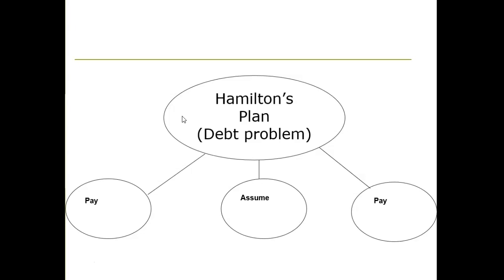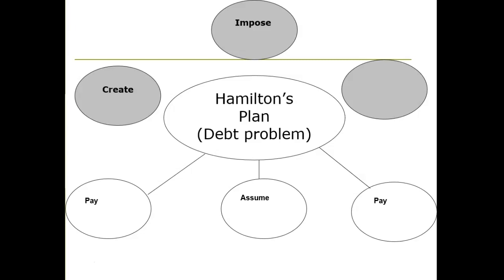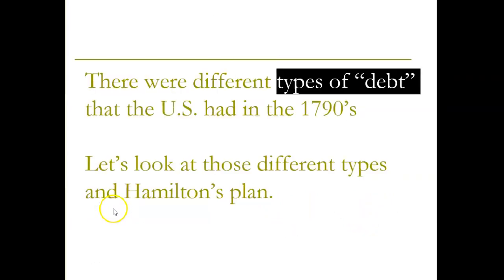So I did hand out this sheet, so you should find it in your notes and everything else, but if not, you can just make it in front of you. And so along the bottom, we've got to talk about the various types of debt that were owed by the United States government. So we have different types of debt to different groups and organizations.